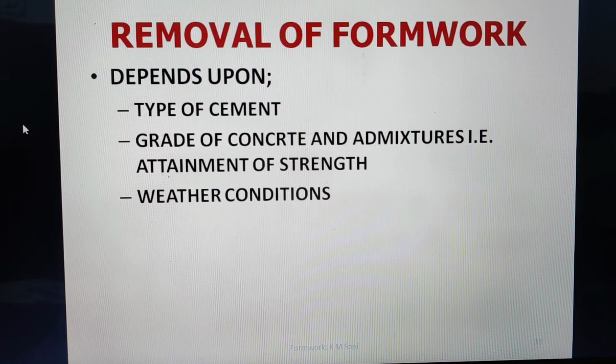And then basically, removal of formwork depends on type of cement, grades of concrete and admixtures. We are not talking about admixtures here, particularly which accelerate curing or attainment of strength. And then it depends on weather conditions also. Otherwise, these times, if we are using special admixtures, then timings will change.